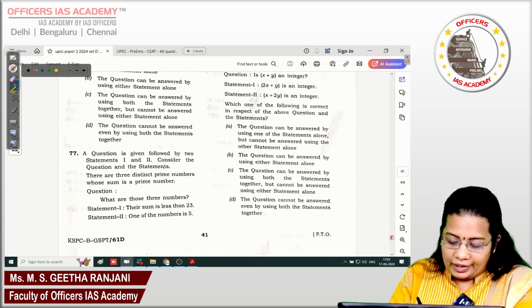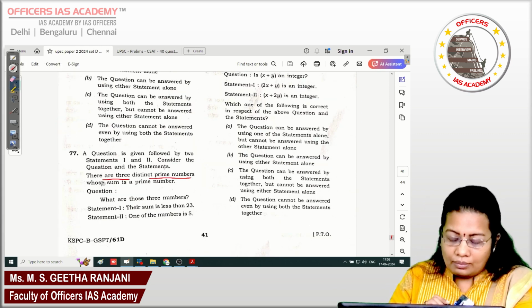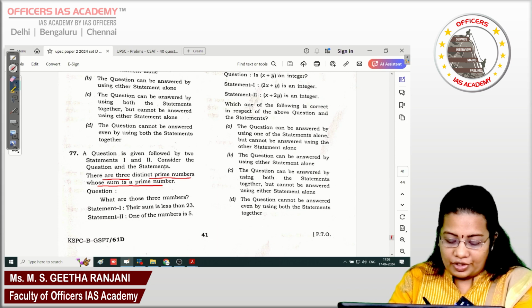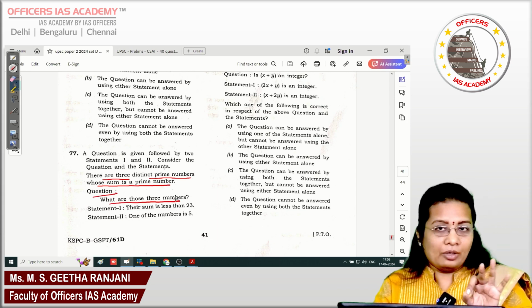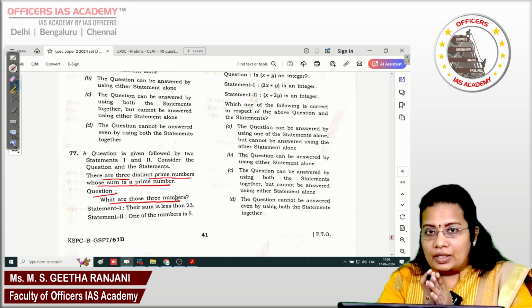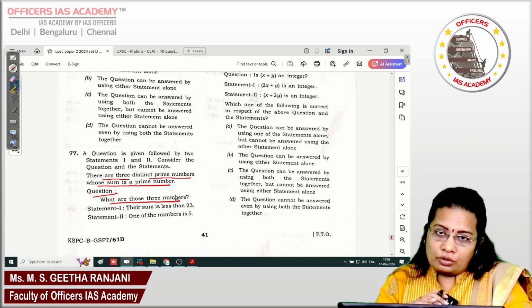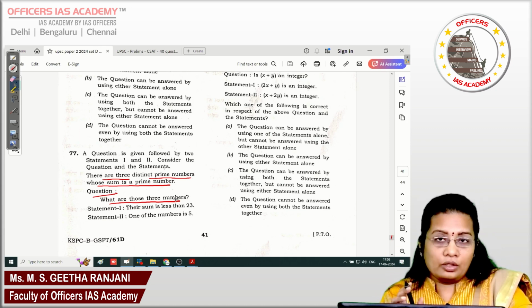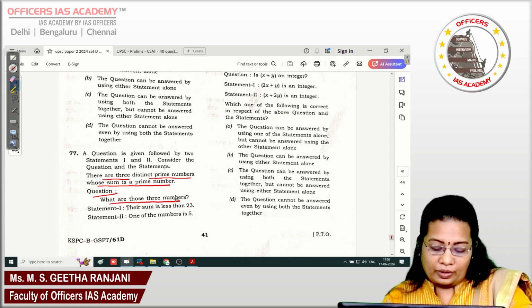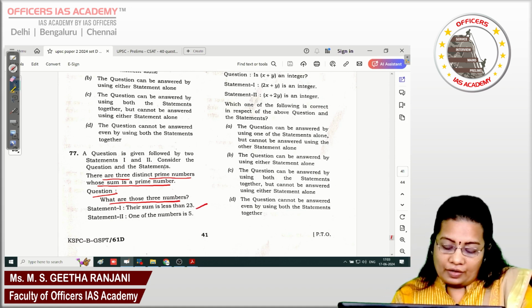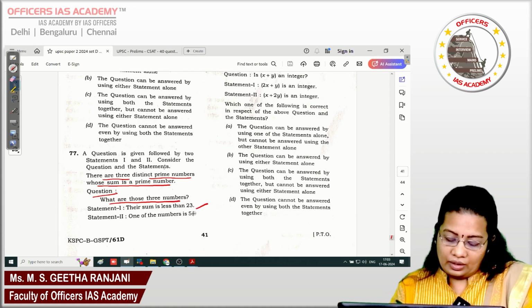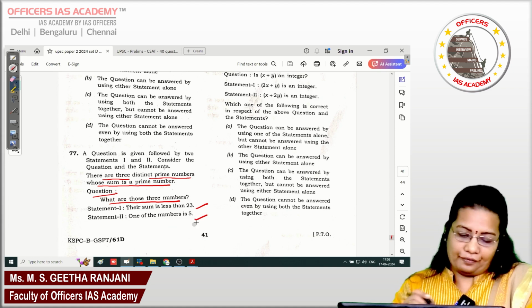There are three distinct prime numbers whose sum is a prime number. The question: what are those three numbers? Three prime numbers, and the sum of all of them is also a prime number. Statement 1, additional information is given: their sum is less than 23. Statement 2: one of the numbers is 5. Let's check.